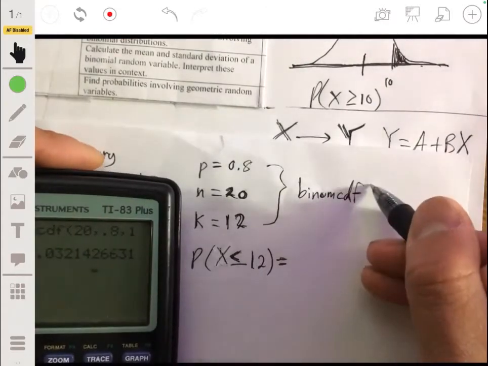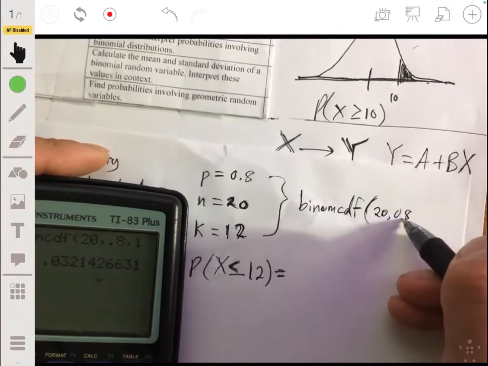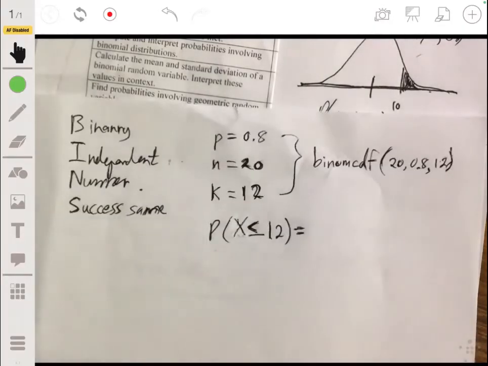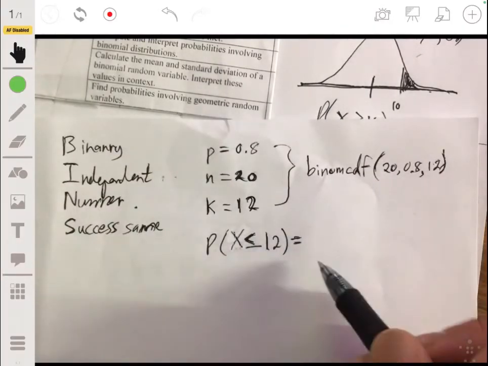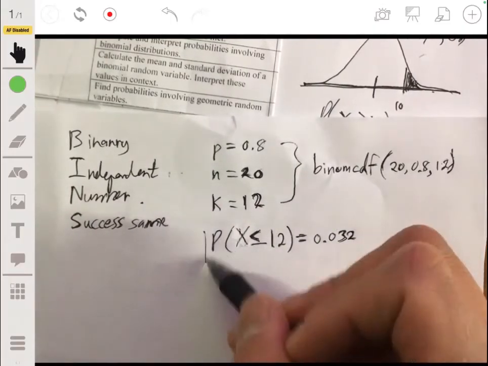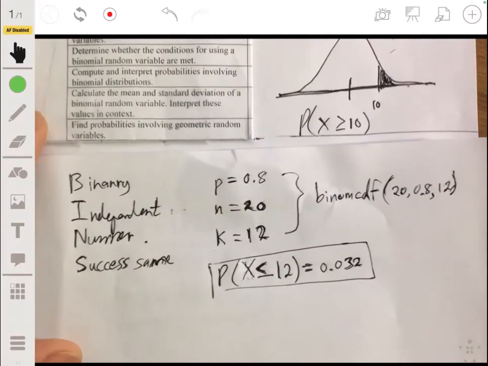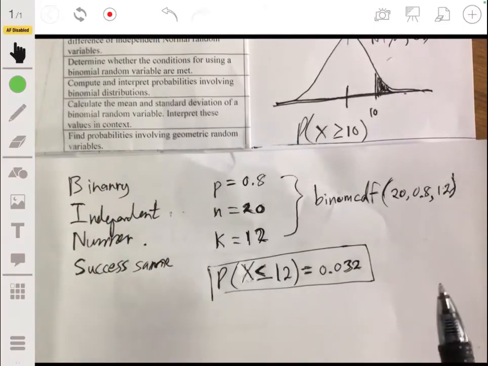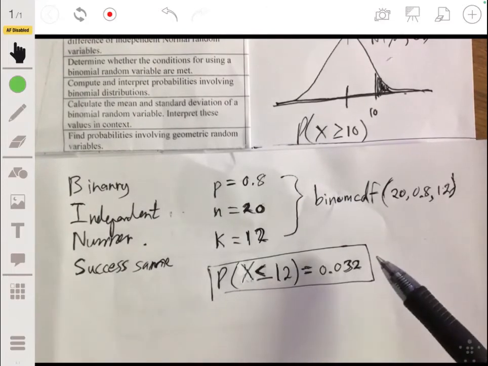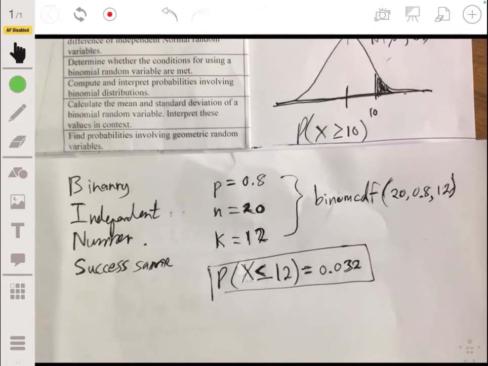The binomial CDF, where we enter 20, comma, 0.8, comma, 12, gives us only a 0.03 chance of this occurring. So this says in context that if he really is an 80% free throw shooter, the chance that he's going to make 12 or less free throws when he shoots 20 is only about 3%. So it's possible, but it's low. So we're definitely going to be a little suspicious of him.